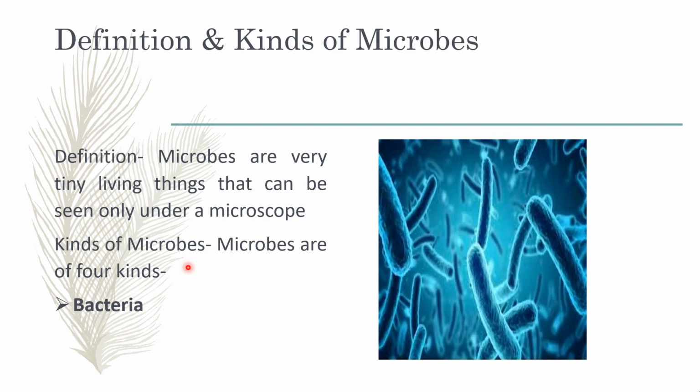Now, microbes. Microbes are very tiny living things that can be seen only under a microscope. We cannot see them with the naked eyes. Microbes that cause diseases are called germs. Microbes are found in the air, water, soil, and food. They grow rapidly when they get air, warmth, and moisture.